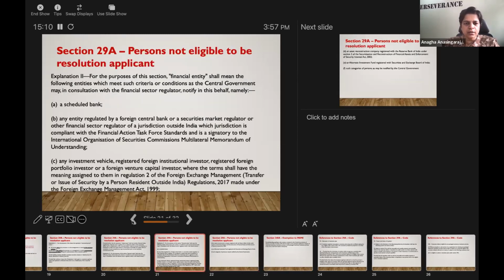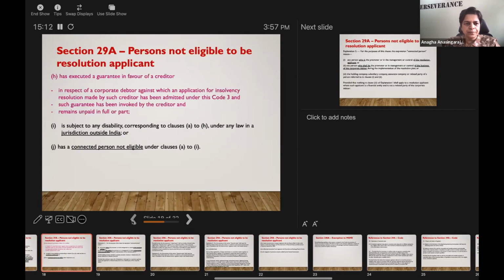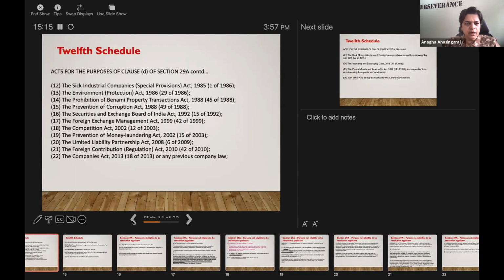Now let us quickly look at what these two clauses are. C is where the account is an NPA.